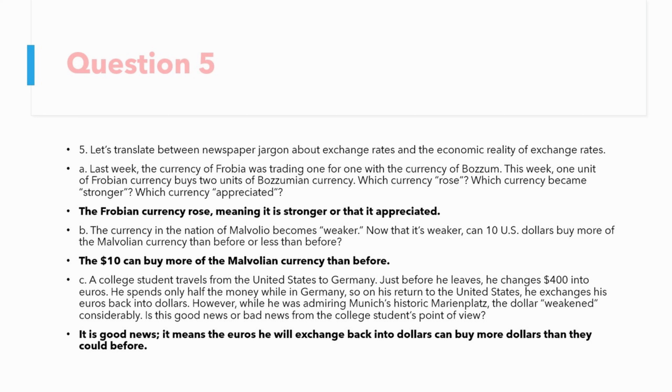For part B, when a currency becomes weaker, it can purchase fewer of the other currencies, such as the US dollar. So $10 of US currency can now purchase more of the other country's currency. And for part C, this situation is good news for the student. The dollar is weaker, meaning it can purchase fewer euros, so the euros that the student has can buy more US dollars than they could before.